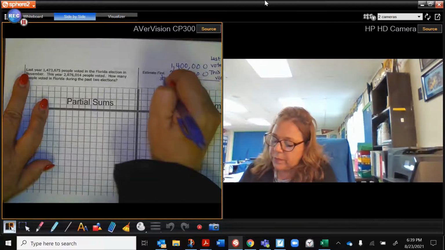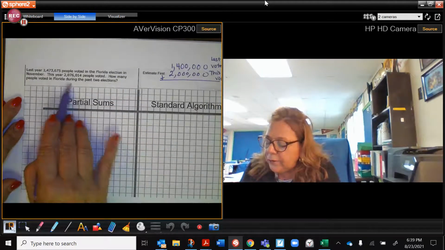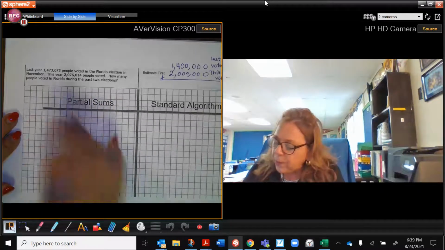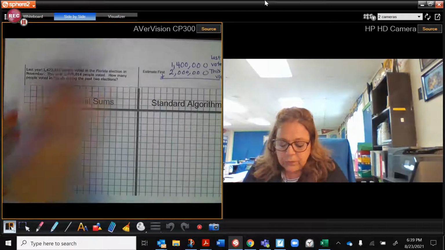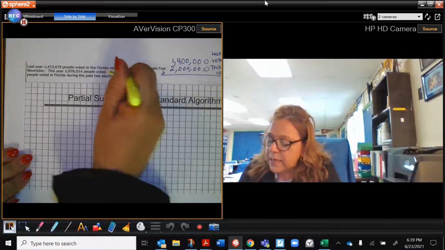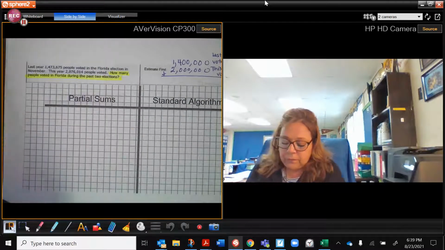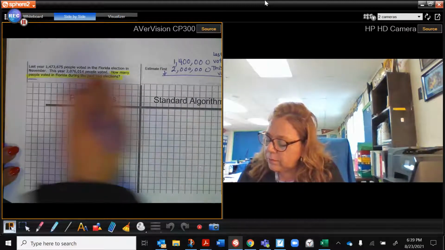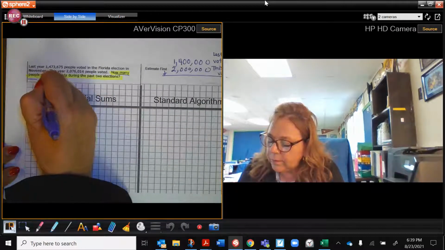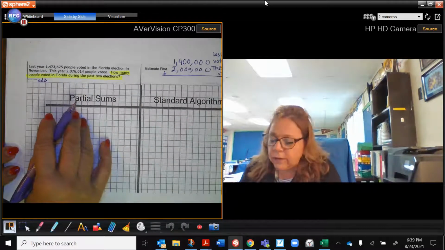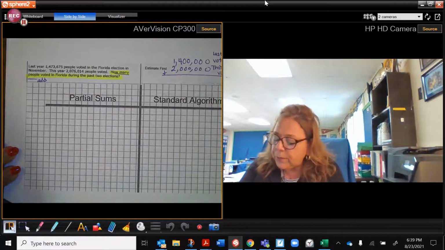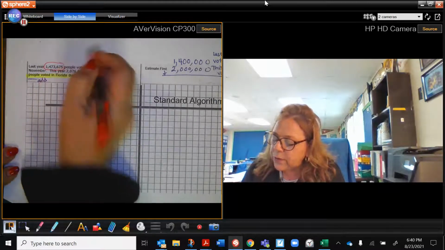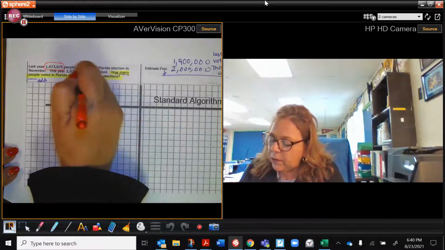Okay. How many people voted in Florida during the past 2 elections? So we want to find out how many people voted in Florida. So I know that this is going to be an addition problem, because I want to know how many people voted. And then we have our last year. Here's the number of people from last year. So we have a certain amount of people that voted last year and a certain amount of people that voted this year. How many voted in all?